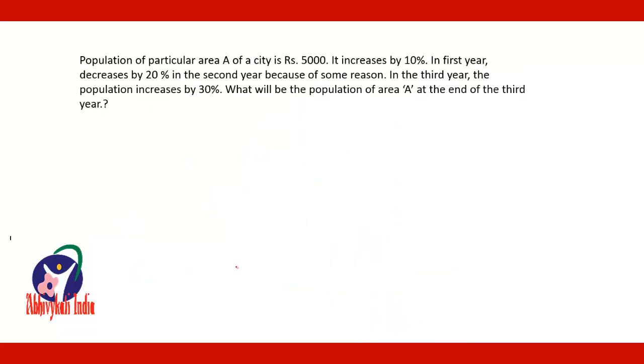Here is another question. The population of a particular area A of a city is 5000. It increases by 10% in the first year, decreases 20% in the second year, and in the third year the population again increases by 30%. What will be the population of area A at the end of the third year?